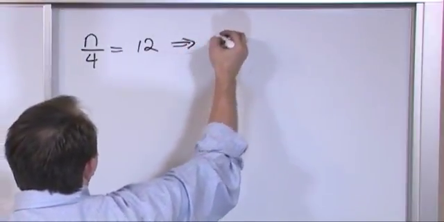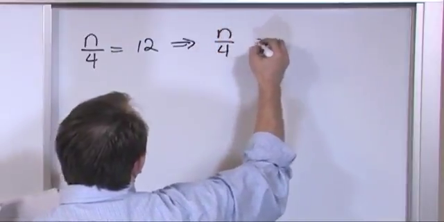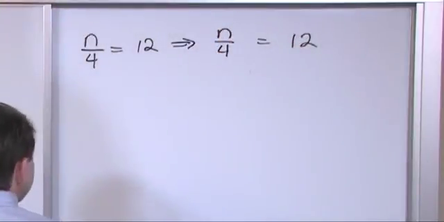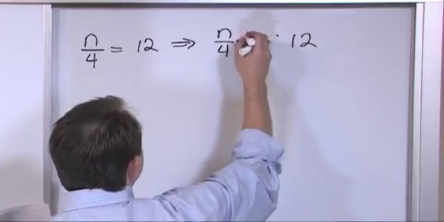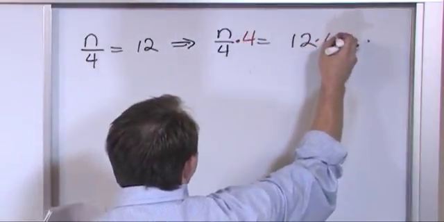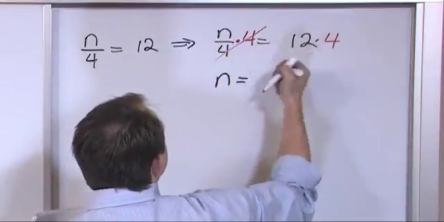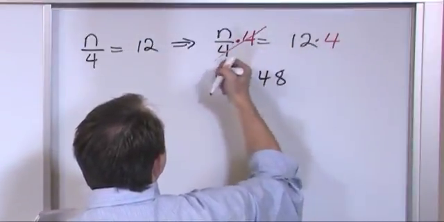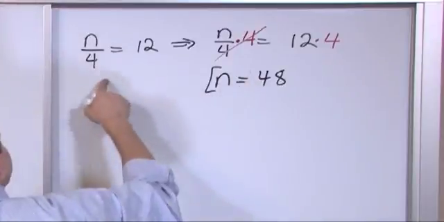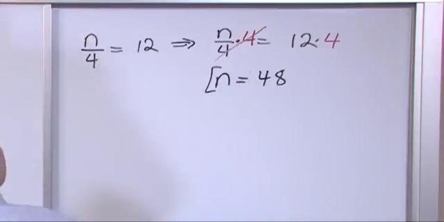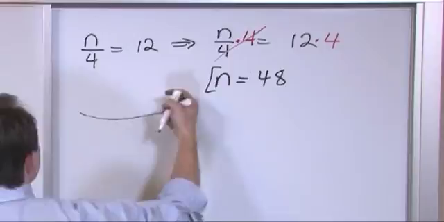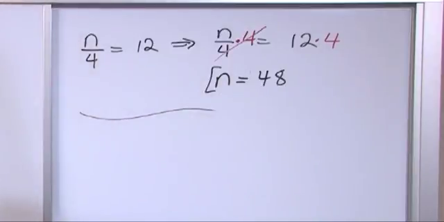So let's say we have n over 4 is equal to 12. So I'm going to multiply this equation by what? By 4, so that I can cancel these 4's, leaving n is equal to 12 times 4 is 48. And that is the answer. And if you want to know that it's the answer, put 48 divided by 4 does equal 12. So you have correctly solved for that equation.